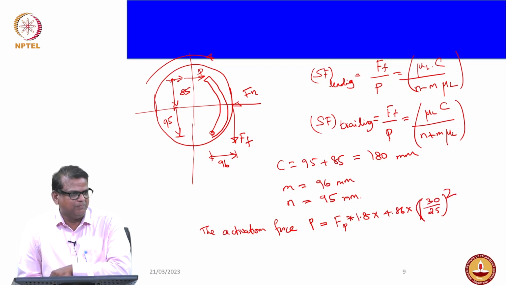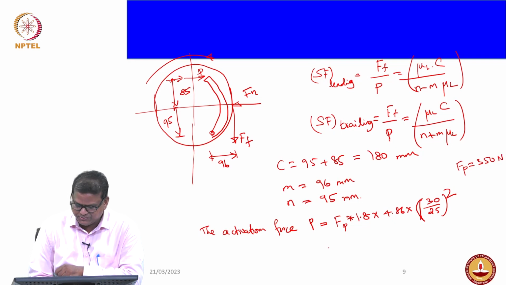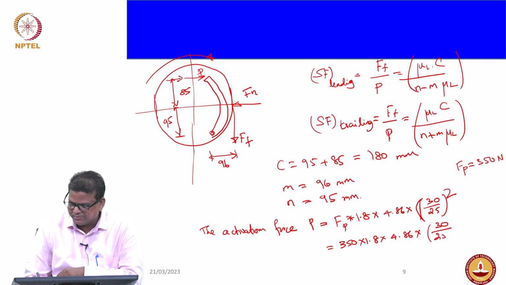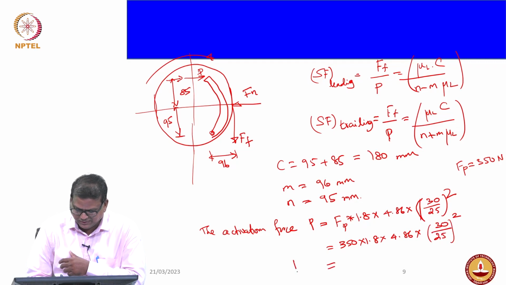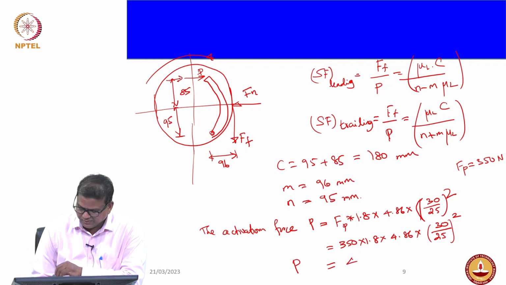I know my Fp equals 350 Newton. If you substitute, 350 times 1.8 times 4.86. Because it is a ratio, the millimeter squared units cancel out. What value are you getting for the activation force? 4410 Newton. That's the value you should expect. This is the activation force.